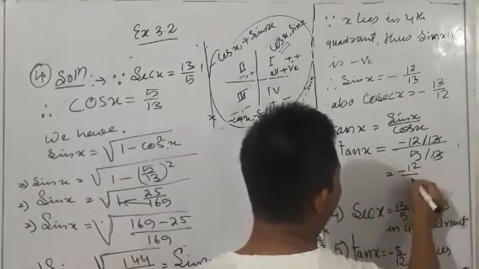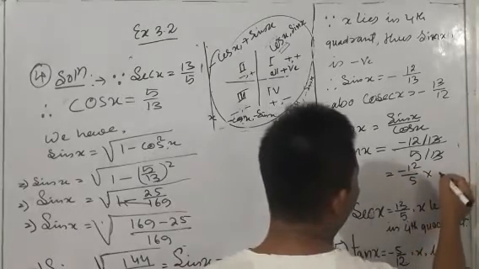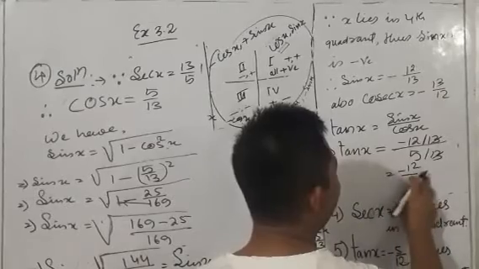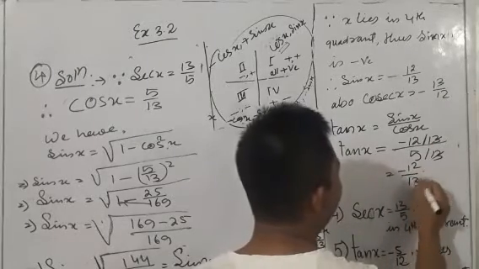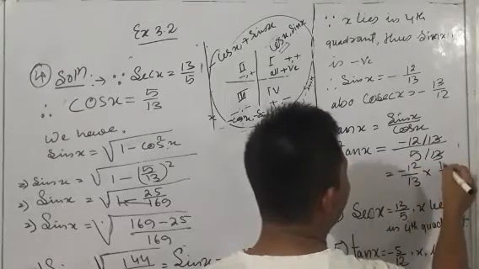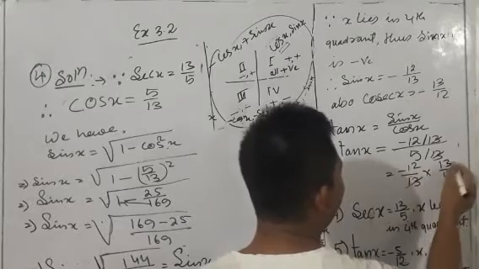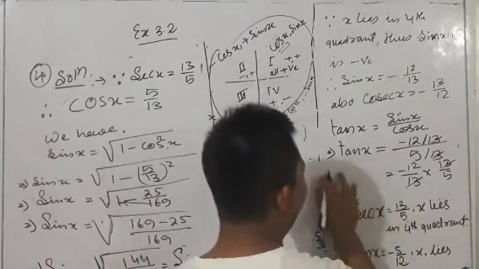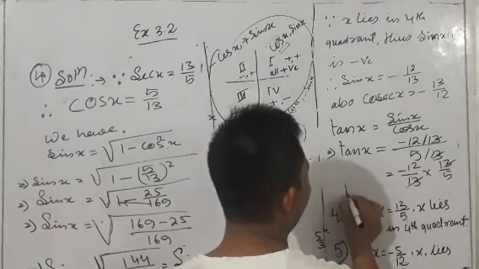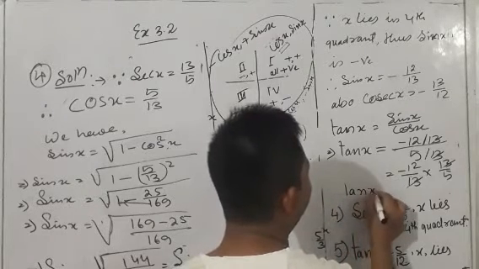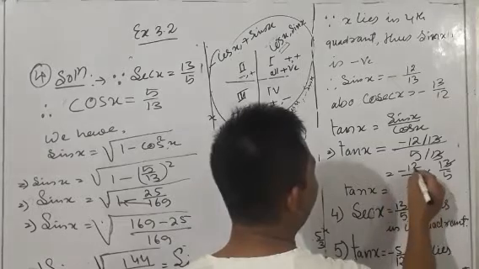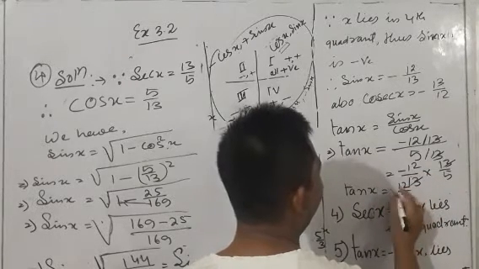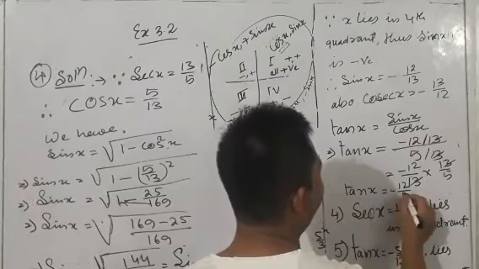Minus 12 by 5. Then it will be 13 by 5. So what is that? Tan x equal to what? Minus 12 by 5.